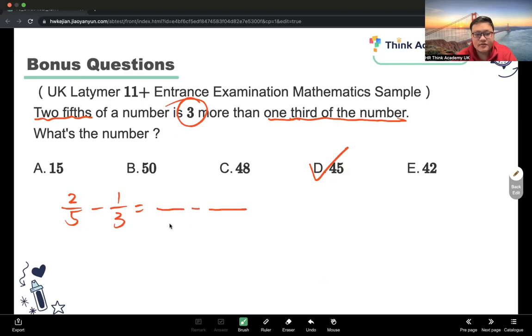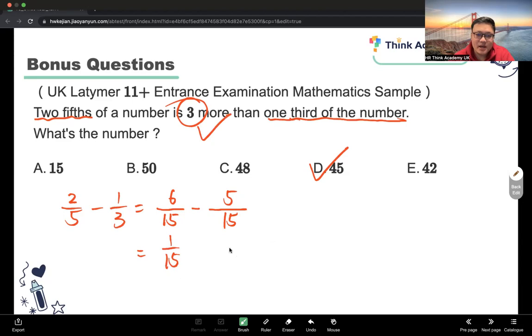So 5 times 3 equals 15, and you have to times 3 to this numerator as well. That will be 6. And then you minus 5. So basically it's 5/15, you times by 5 to the 3 and 1, and then you got 1/15. So that means for this number, 1/15 is 3.